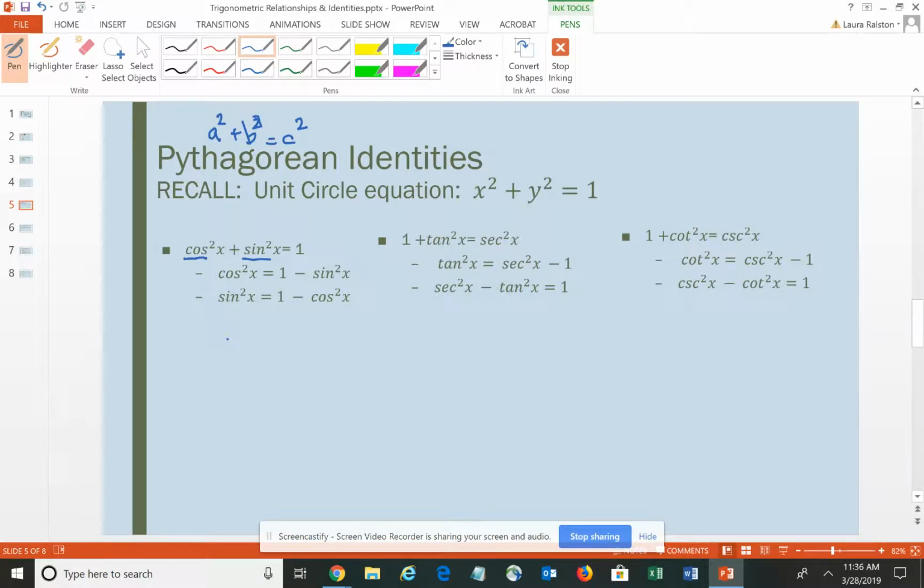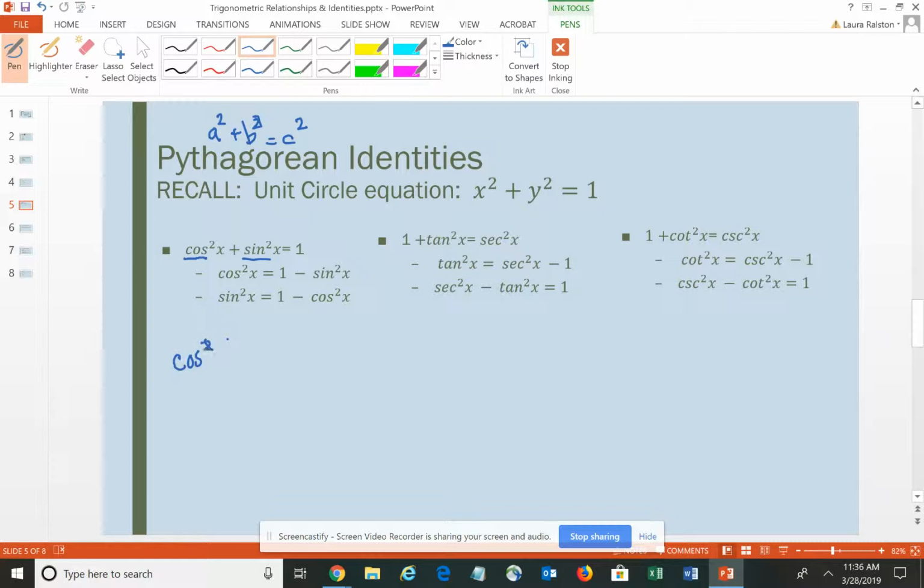And then I can change this around a little bit. You have these two little sub definitions, and I get those by solving cosine squared plus sine squared equals 1, either for cosine squared or for sine squared. So it's the same identity, but it has different forms, and sometimes one form may be better than another.